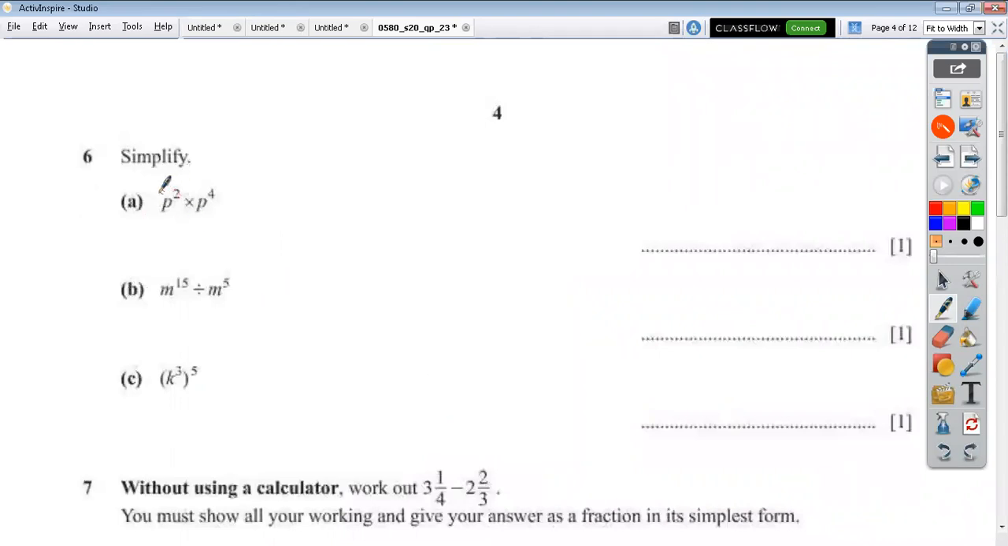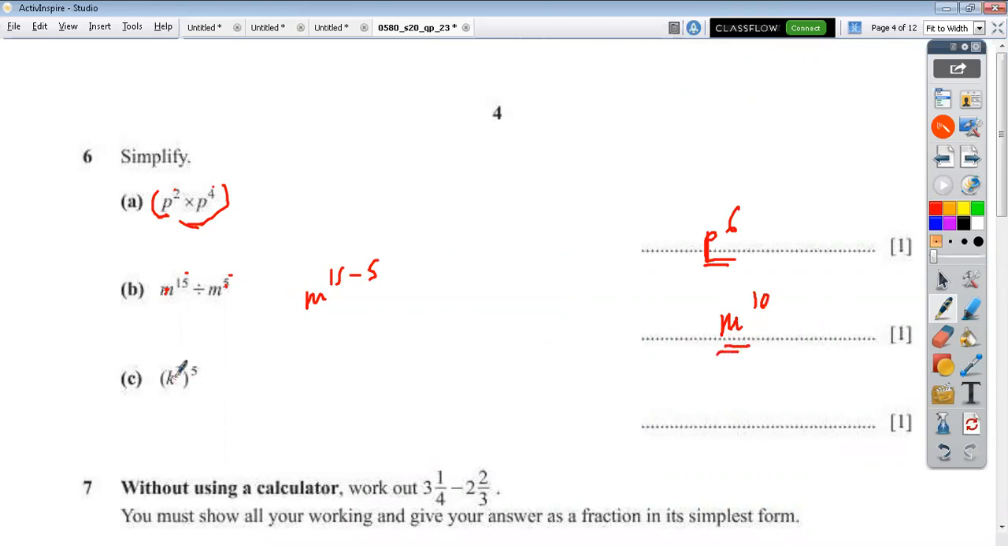Simplify. This is the first law of indices. When the base is the same, I simply add. So it's p to the power of 6. When I'm dividing and the base is the same, I subtract. That's what the law says. M to the power of 10.